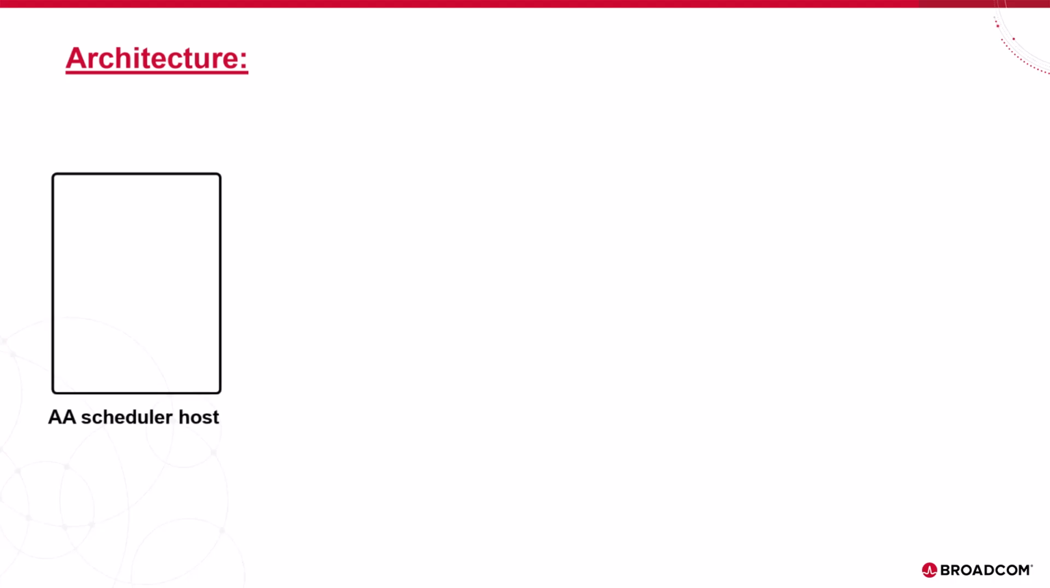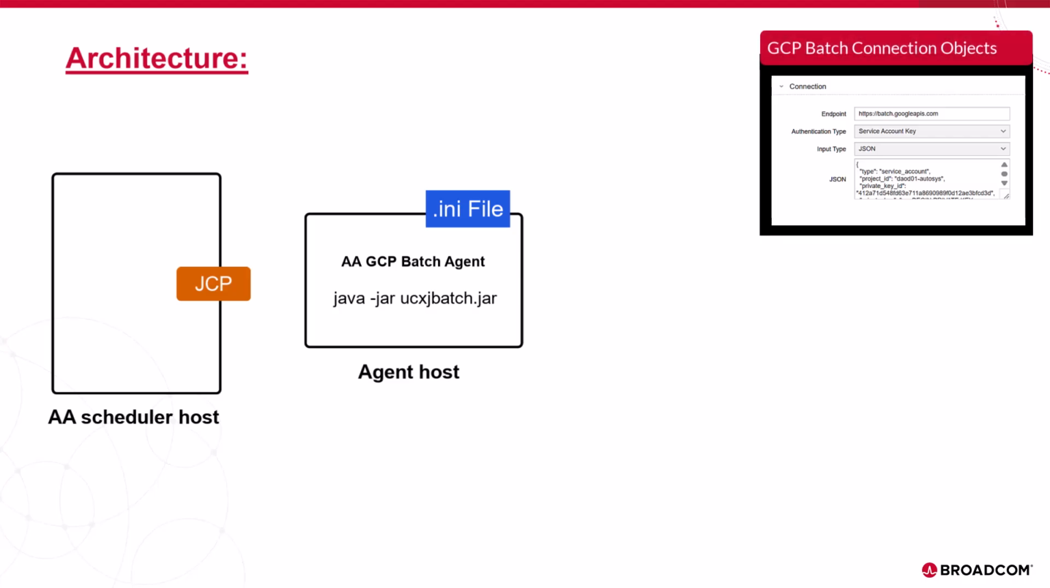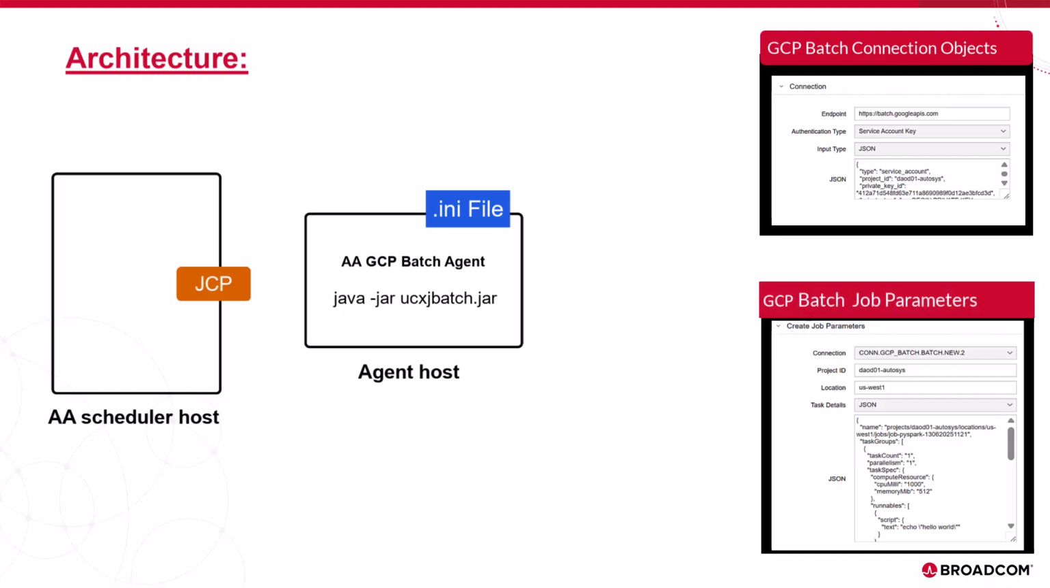A conventional architecture involves two systems, the Automic Automation host and a dedicated system for the agent. The agent is configured with a simple INI file containing standard values: system, agent name, connection, and TLS. When we start the agent, it connects to the engine and it adds two new objects to the repository: a connection object to store the Google Cloud Batch endpoint and login data, and a job template designed to trigger Google Cloud Batch jobs. Let's assume we're automating for 4 instances of Google Cloud Batch.